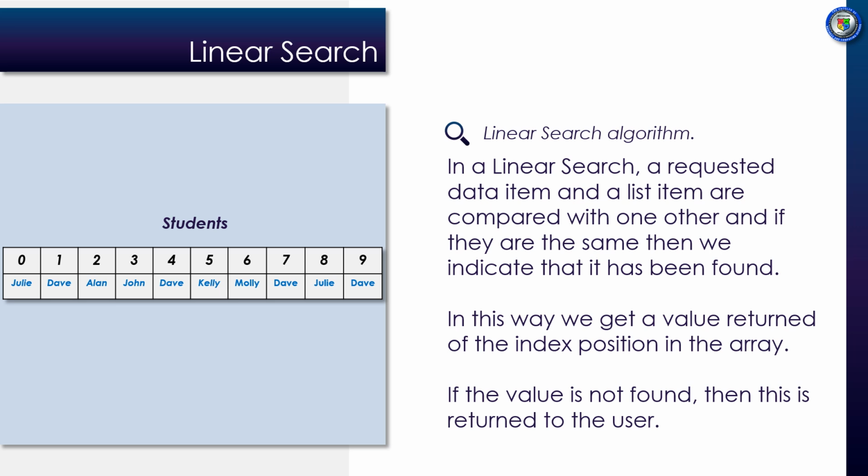In a linear search, a requested data item and an item in the list or array are compared with one another. If they're the same, then we indicate that the requested data item has been found. In this way, we get a value returned of the index position in the array where we find that data item. If the value is not found, then this is returned to the user.